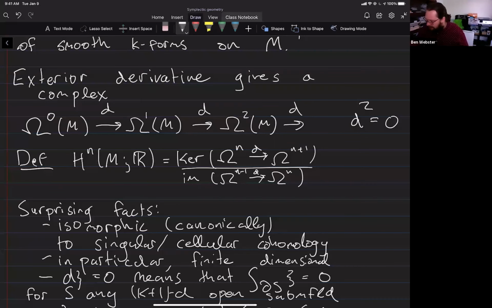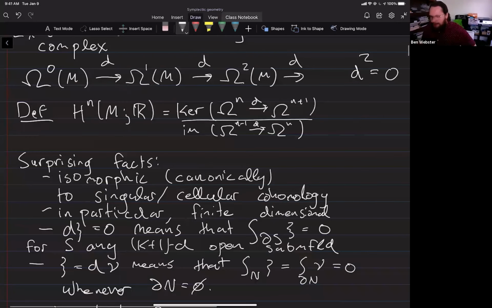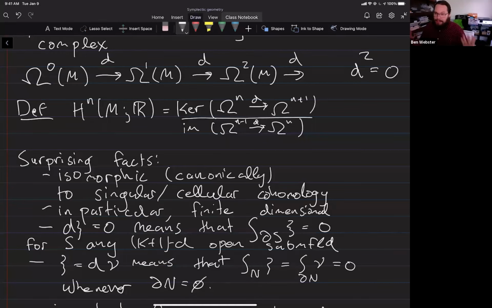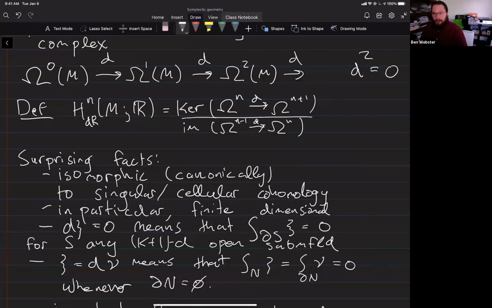All right, so by definition, I'm not going to write the sub-de Rham because I'm not going to talk about any other kind of cohomology in this class. Some people would write a sub-dR here, or I think that Cannas da Silva actually writes the word de Rham.